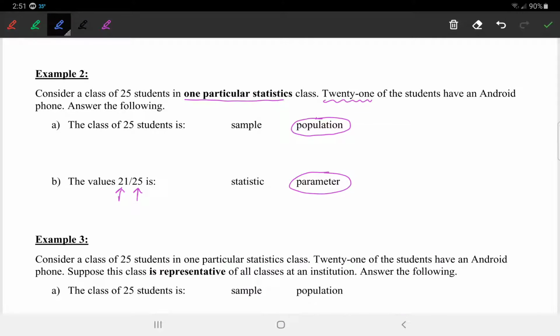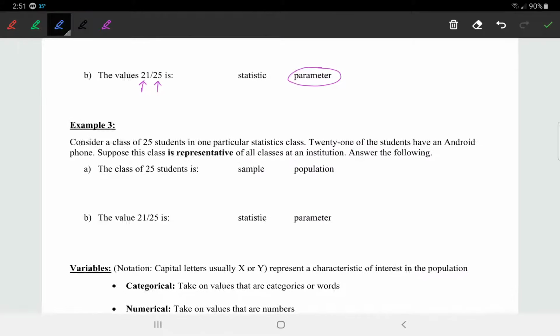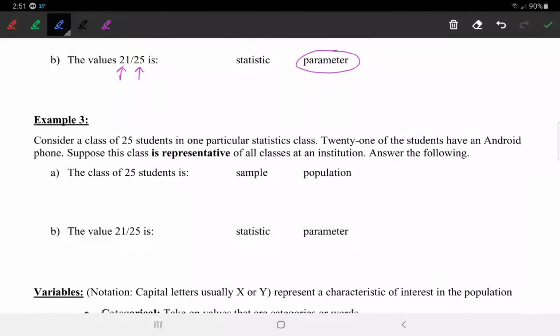Now, on the other hand, I might be considering this class of 25 students, and again, 21 of them have an Android phone. But suppose I'm trying to say something about the entire student body at the school. So let's suppose that this class is actually representative of all of the classes at an institution. In this case, the class of 25 students is actually just a sample. It is a subset of the entire population, and that value, 21 out of 25, now becomes a statistic.